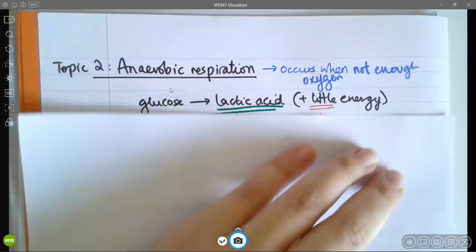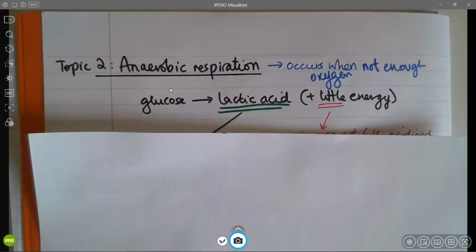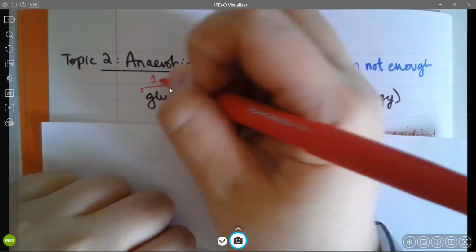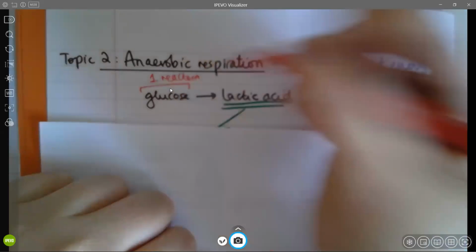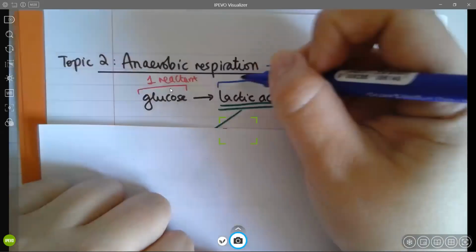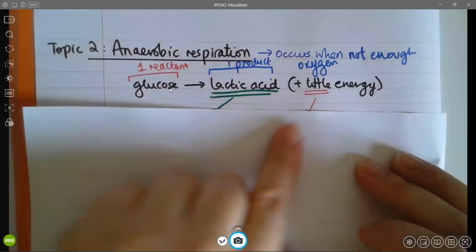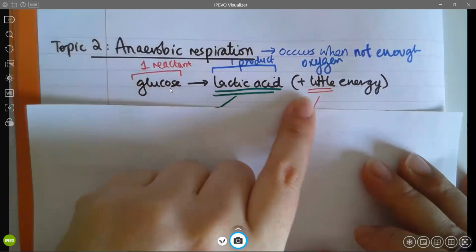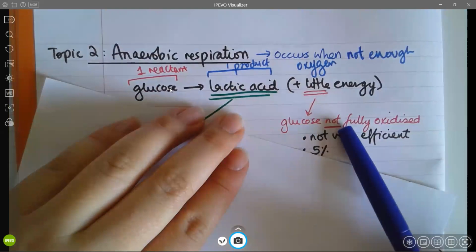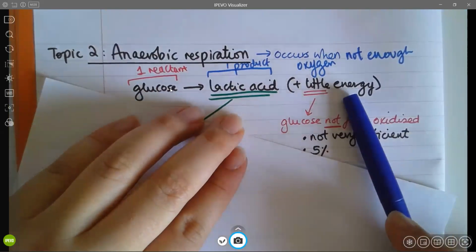So you will see in the word equation there is no oxygen. There is only one reactant. Glucose is the only one reactant. And in fact, there is only one product as a result. And of course, energy is released, but in this case, only a little bit of energy is released. Why? Because the glucose isn't fully oxidized. It's not a very efficient process. However, we do get a little bit of energy.